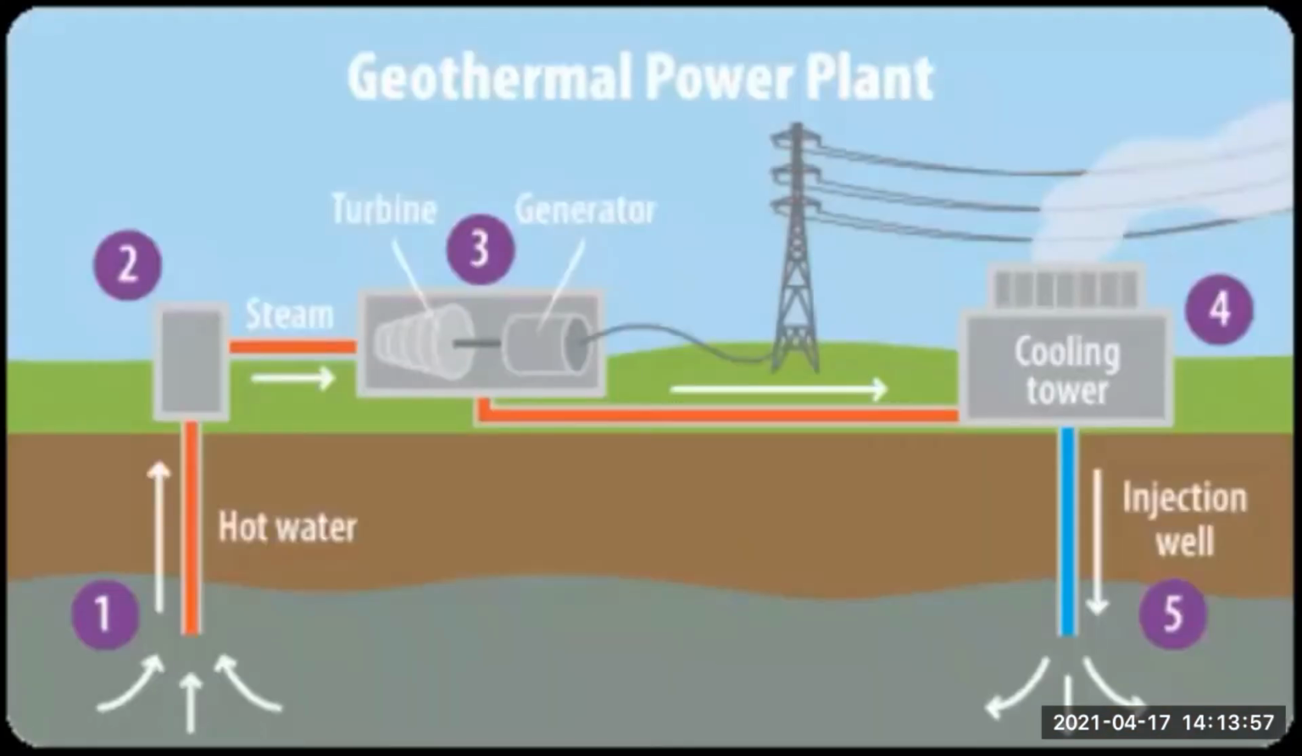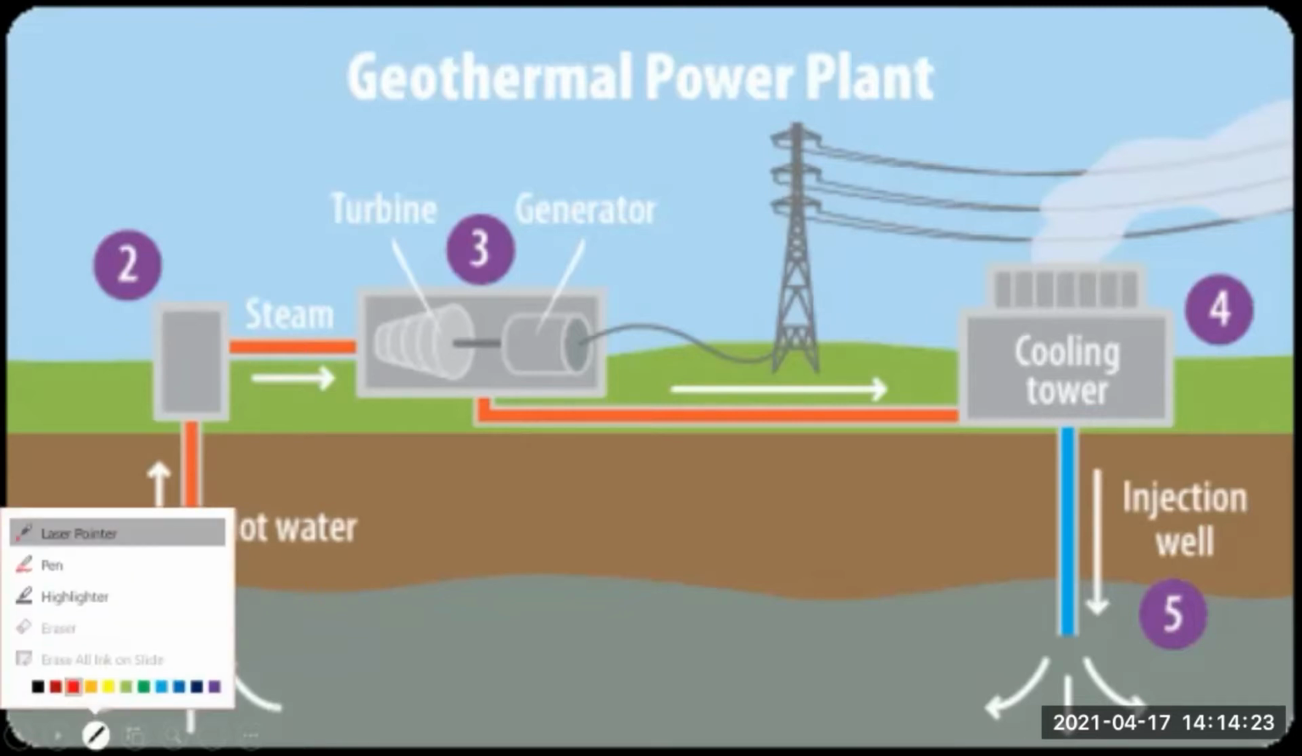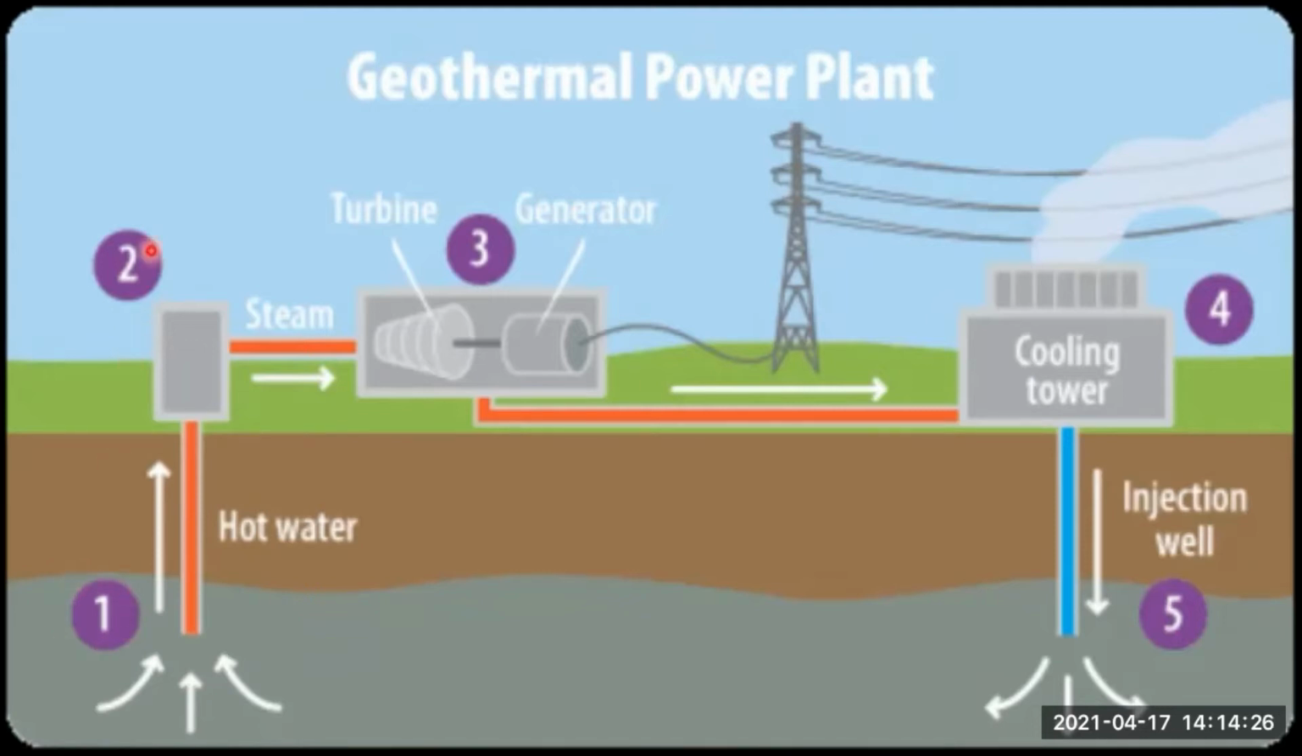Another way on how we can use geothermal energy is by means of building or constructing a geothermal power plant. From this picture, we can identify how a geothermal power plant produces electricity from the use of geothermal energy. This is the first stage or first process. The second process, the third, the fourth, and the fifth.